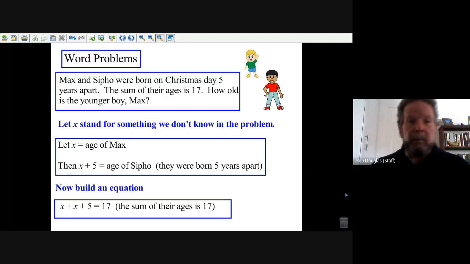Okay, today we're going to do word problems. We're going to use the material we've been doing with solving equations, and apply it to word problems. Well, let's just start.